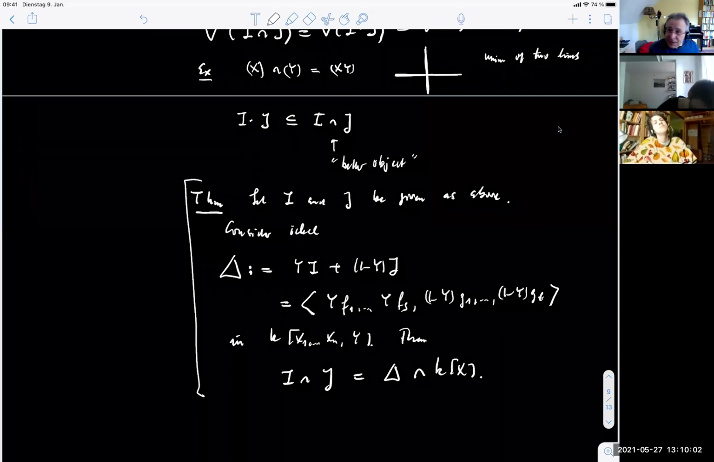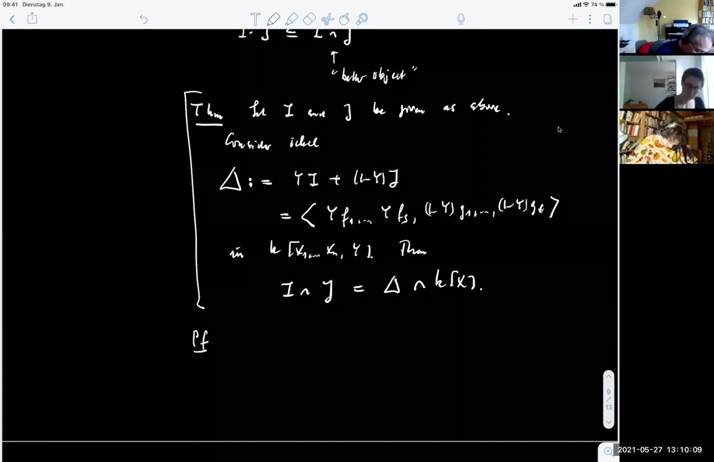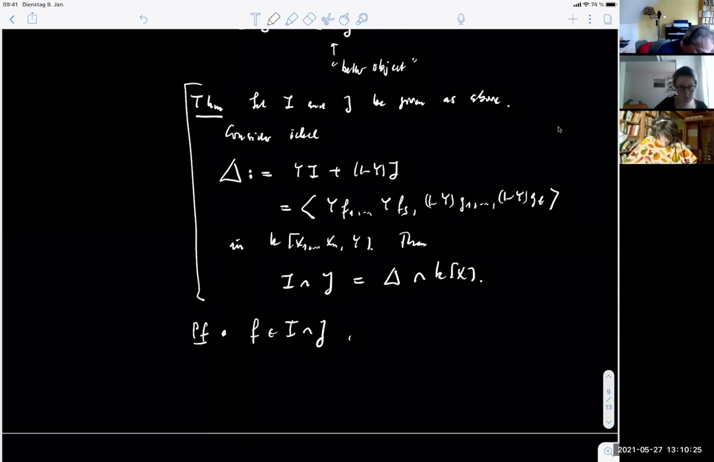And the proof of this theorem is really amazingly simple. It's like two inclusions. So let's first take an f in I intersected with J. Now I do a very silly trick. I write f this way: y times f plus (1 minus y) times f. This is certainly true because the y times f cancels. So this is an identity. You see?